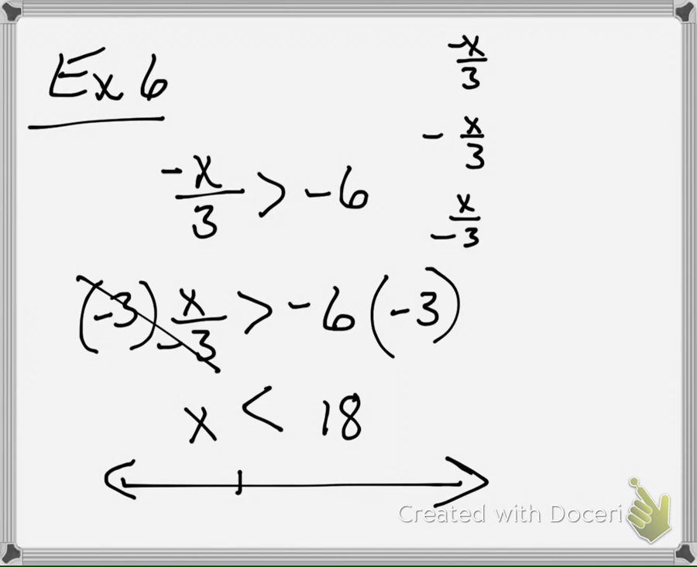So I'm going to put a 0 and an 18. Open circle on the 18 because it's not or equal to. And then I look at my x and I say that x is smaller than 18, so I'm going to shade to the left. There we go.